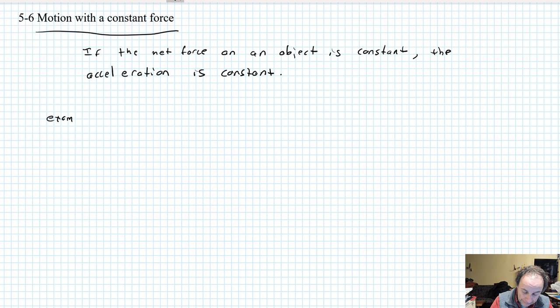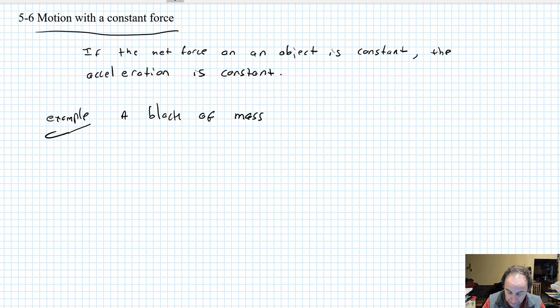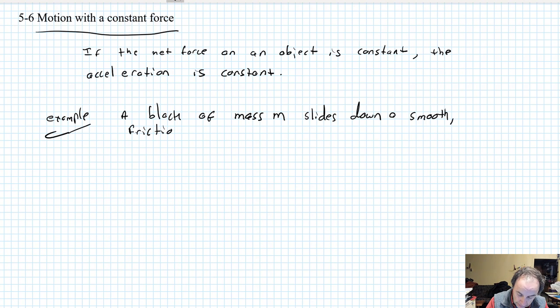So here's an example. We have a block of mass m that slides down a smooth, frictionless plane with incline theta.